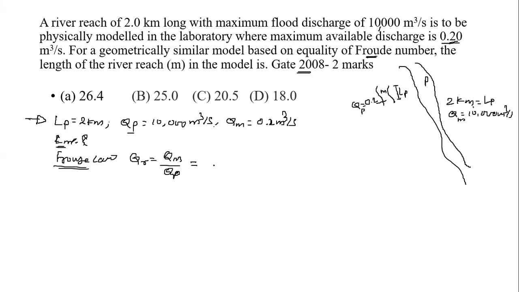Firstly, QM by QP, you know that. So how to derive it if you do not remember? QR is equal to area scale ratio into velocity scale ratio. The area scale ratio is the square of the length scale ratio, into the velocity scale ratio, which as per the Froude model law is root of LR, isn't it? Is it correct? Root of LR.